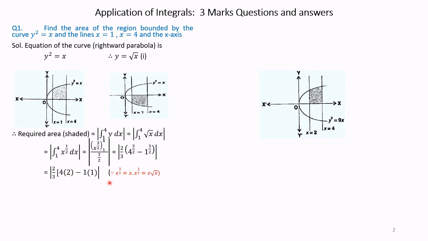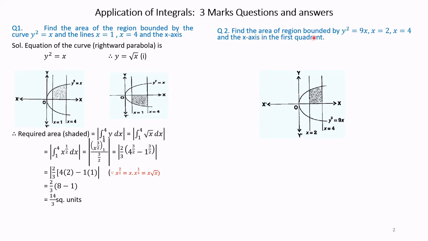That becomes, the answer is 2 by 3 into 8. 2 into 4 is 8, minus 1. That is equal to 7. That is equal to 14 by 3 square units. That is the answer. Now we will take up the next question.